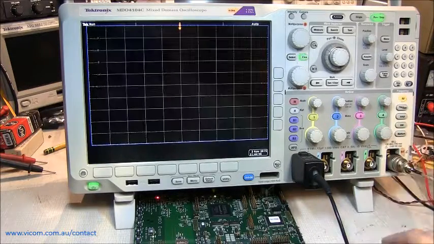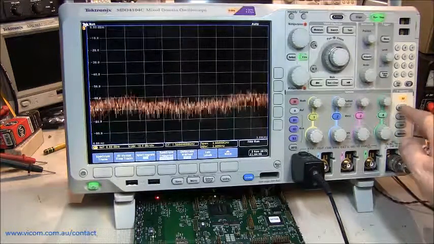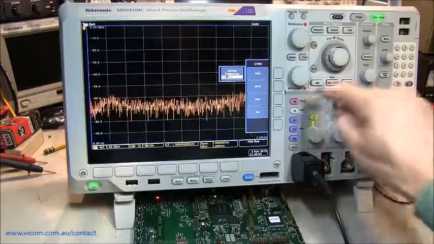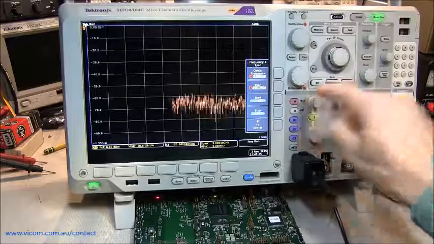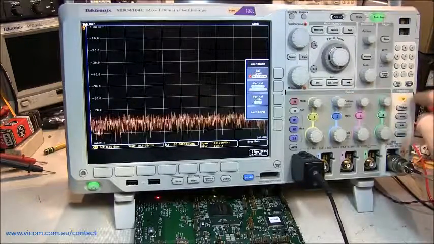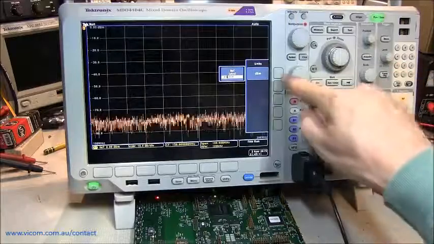So we'll start by just turning the spectrum analyzer on alone, setting the center frequency to 150 megahertz and the span to 100 megahertz. And we'll adjust the reference level to -10 dBm.